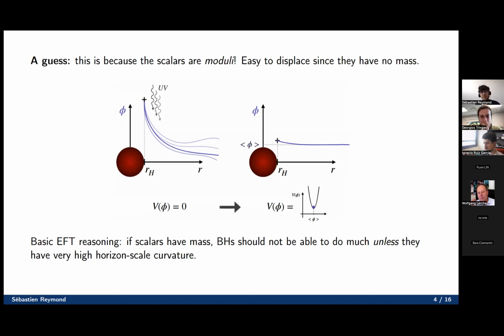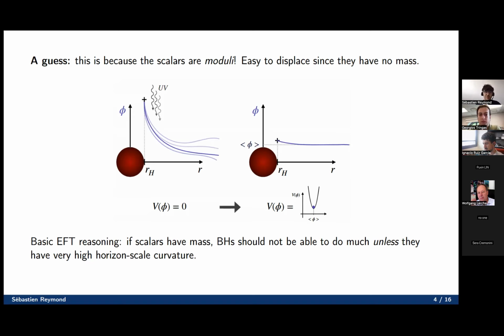That's the picture on the right. So now the value at infinity is fixed at the minimum of the potential. And as you approach the black hole horizon, this value of the scalar might change a little bit, but as long as there's no huge energy densities at the horizon, normally it should not move by much. This is essentially an EFT reasoning. If the scalars have a mass, the black holes should not be able to do much unless they have very high horizon scale curvature. So this is the intuition.